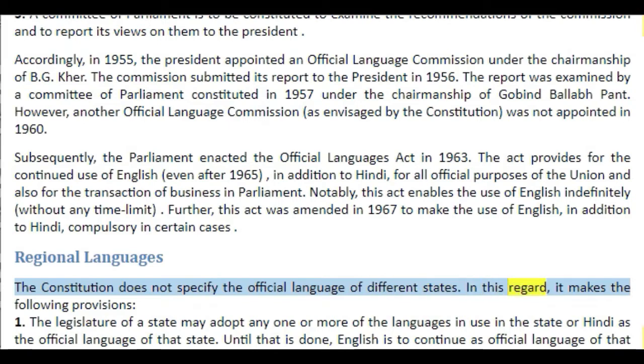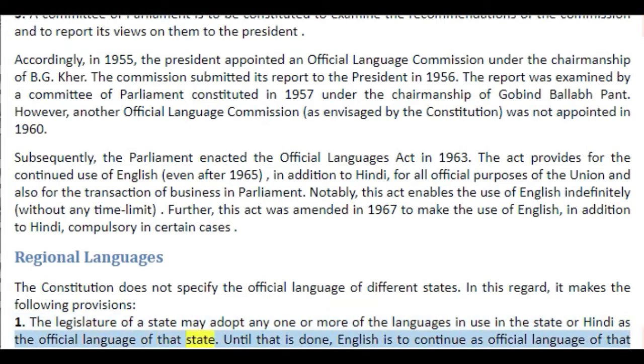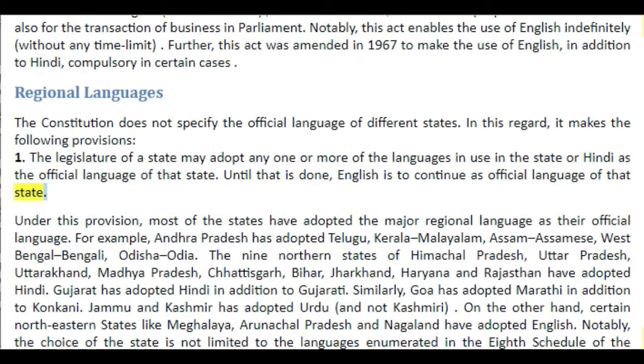In this regard, it makes the following provisions. 1. The legislature of a state may adopt any one or more of the languages in use in the state or Hindi as the official language of that state. Until that is done, English is to continue as official language of that state. Under this provision, most of the states have adopted the major regional language as their official language.